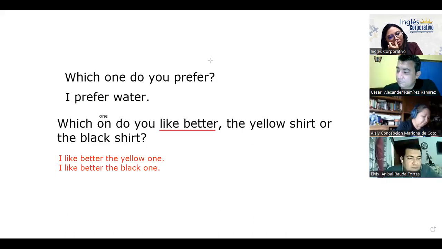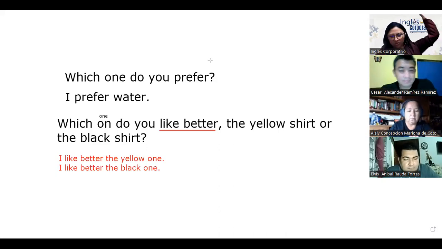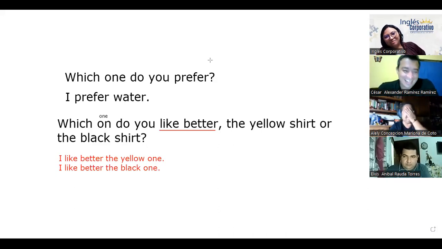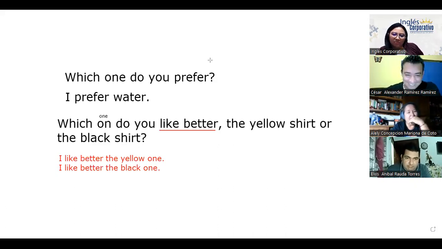Si les pregunto, which pupusas do you prefer? ¿Cuáles pupusas le gustan? Ahí sí somos específicos. ¿Por qué? Porque tenemos diferentes tipos. Pupusas de queso, frijol con queso, etcétera, ¿verdad? Pero si les digo, which one do you prefer? Y les doy dos categorías en general. De ayote, de papelillo, de ajo. Ven, tenemos muchas opciones. Ahí sí usamos el one.